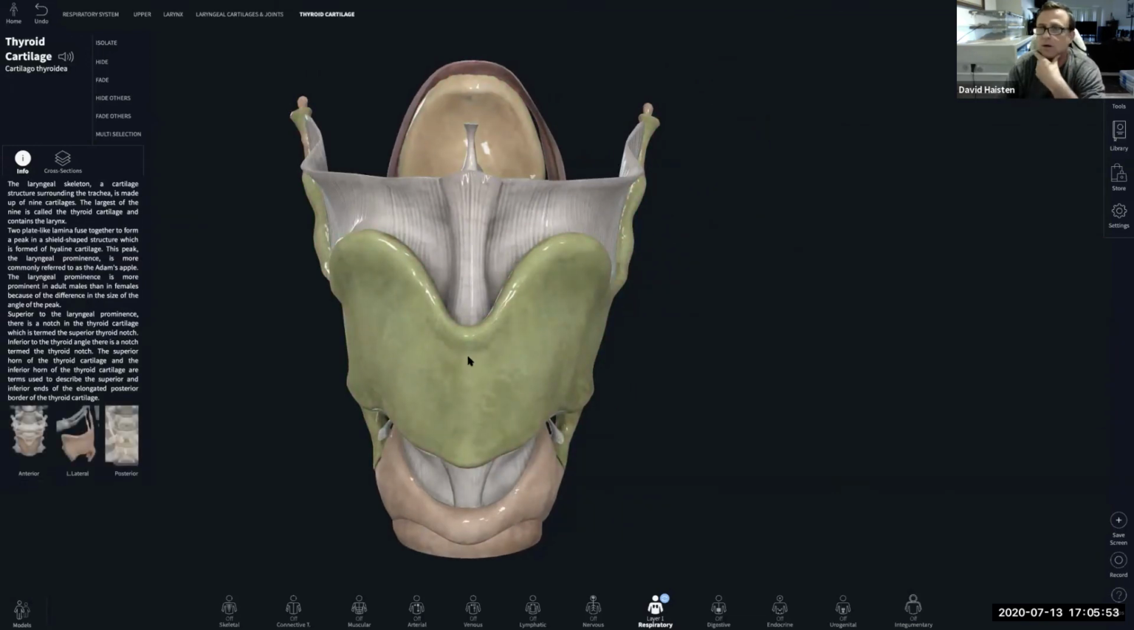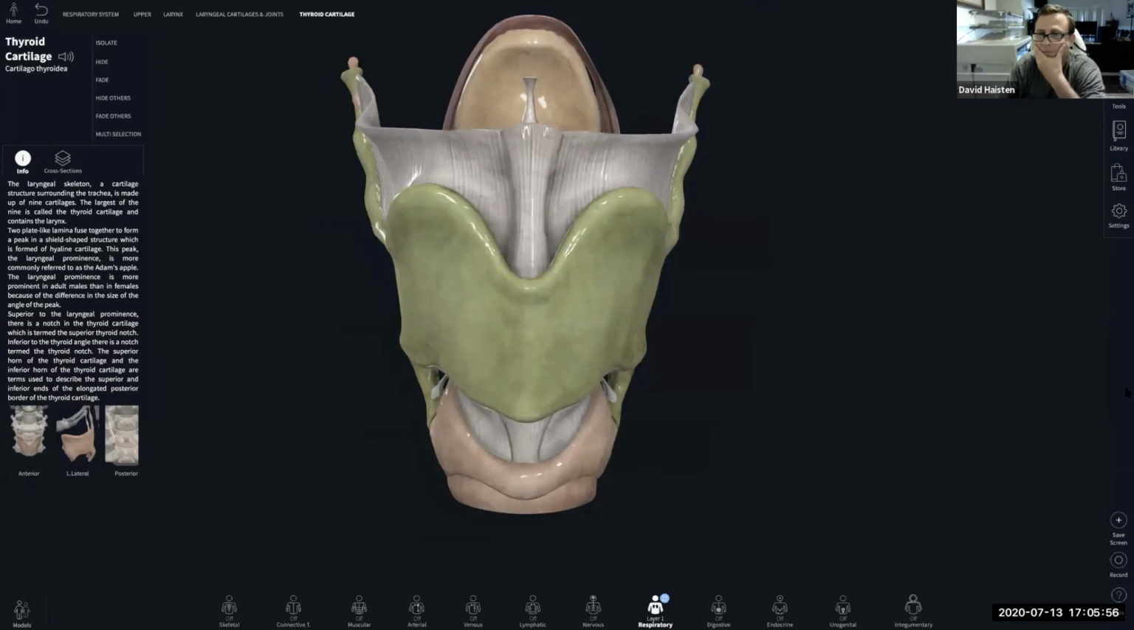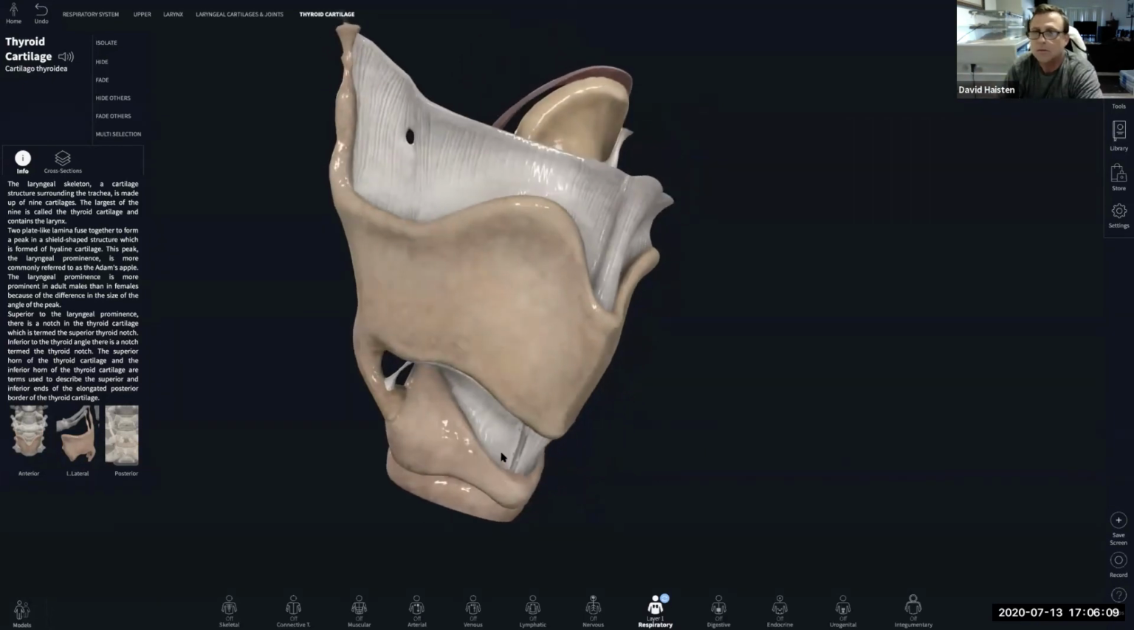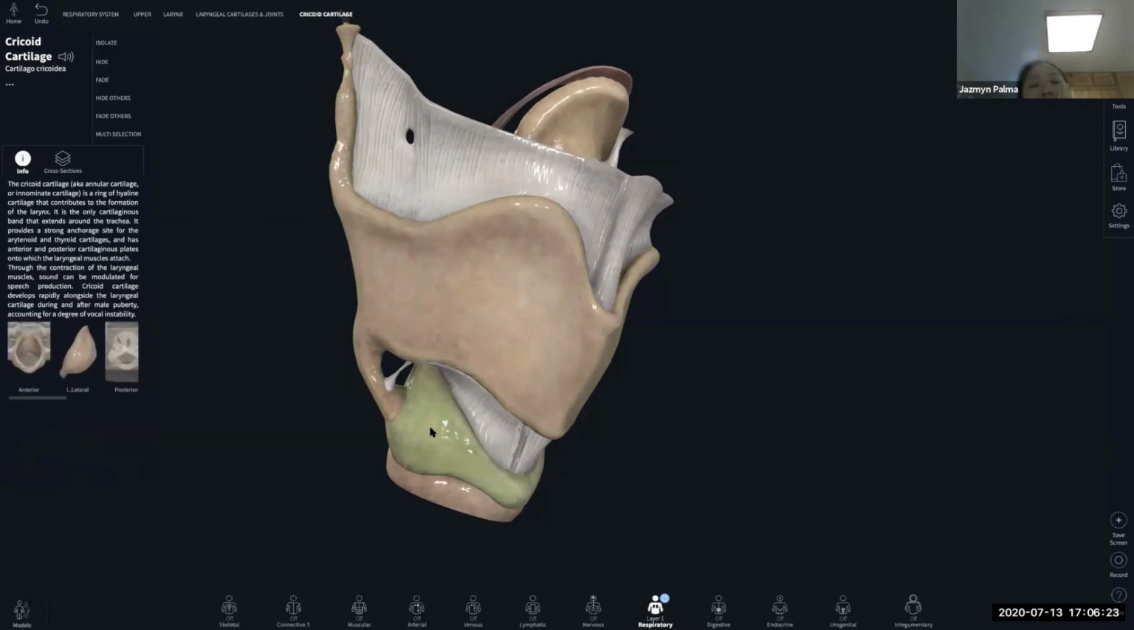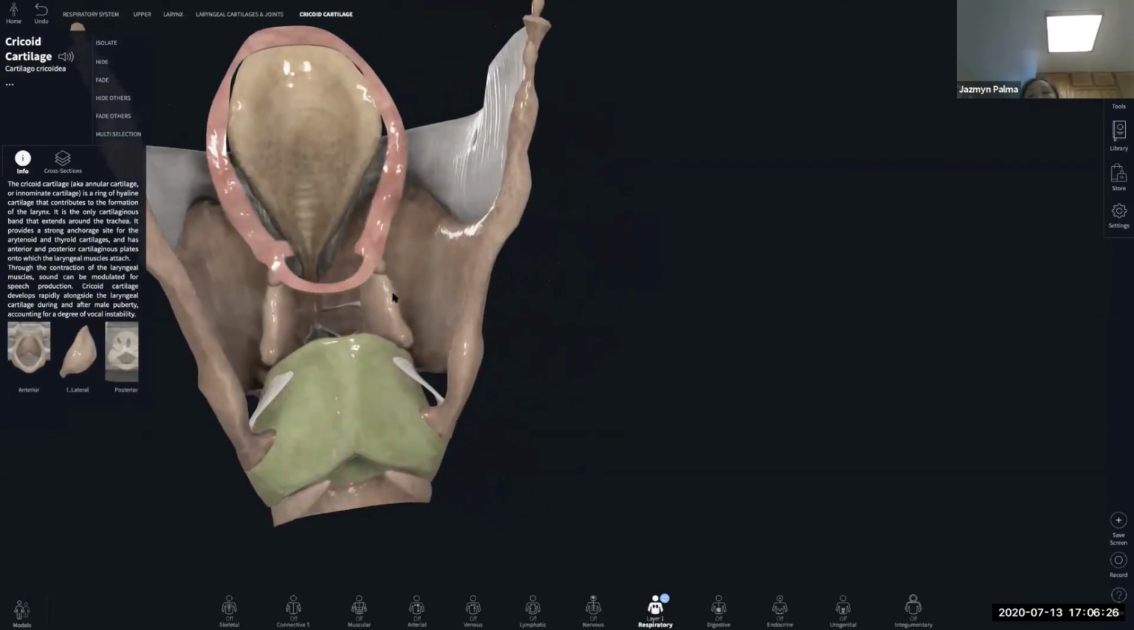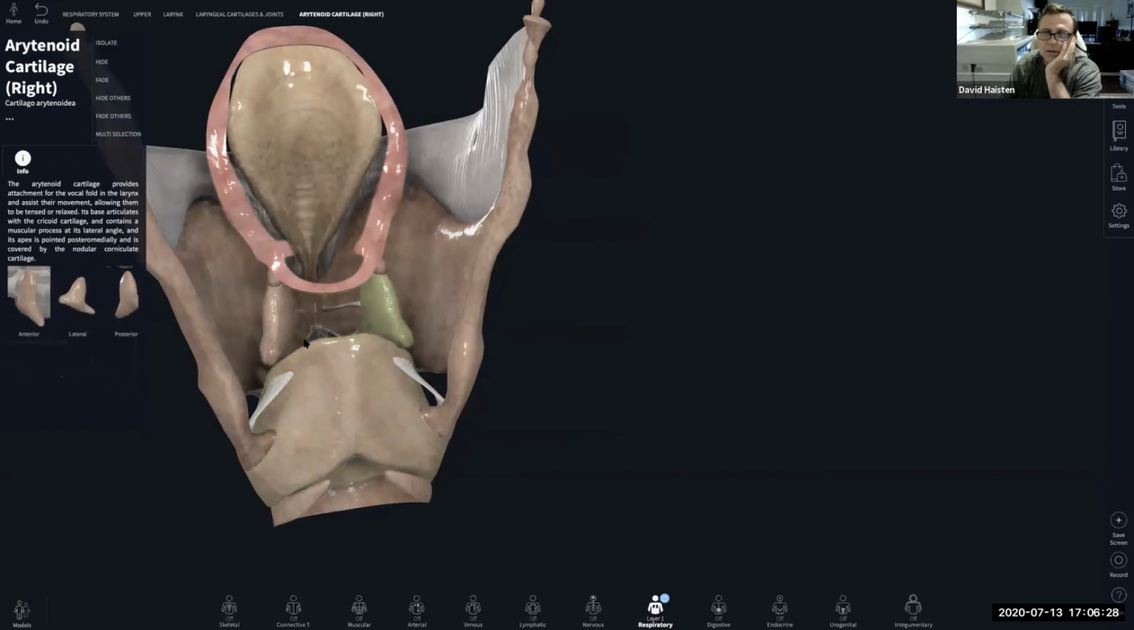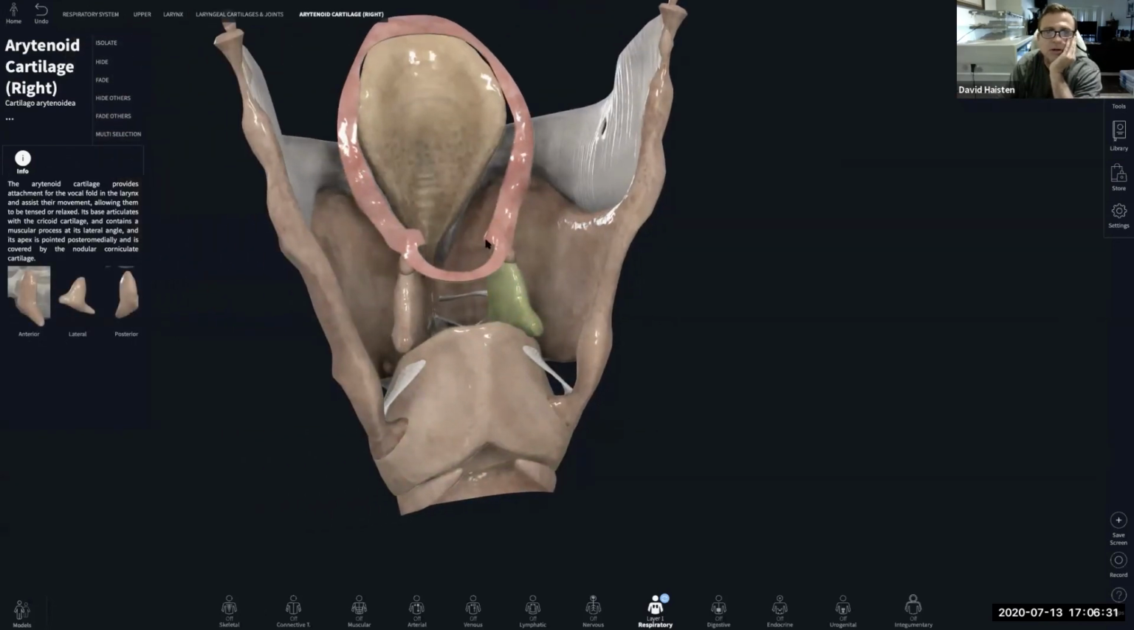Here's the thyroid cartilage. And what's the cartilage below the thyroid cartilage? The signet ring. What's the cartilage that's below the thyroid cartilage? The cricoid. Yeah, there we go. Okay, here's the arytenoid cartilage. Let's get rid of this.